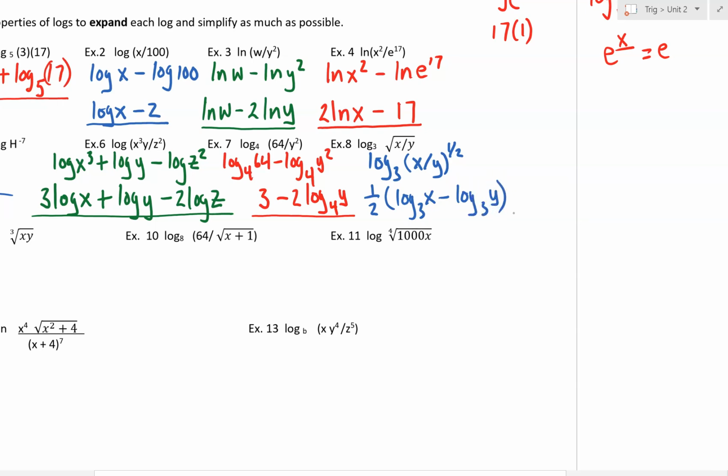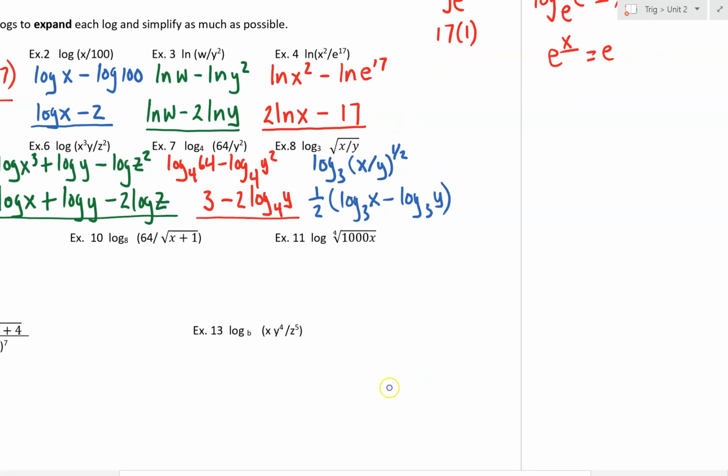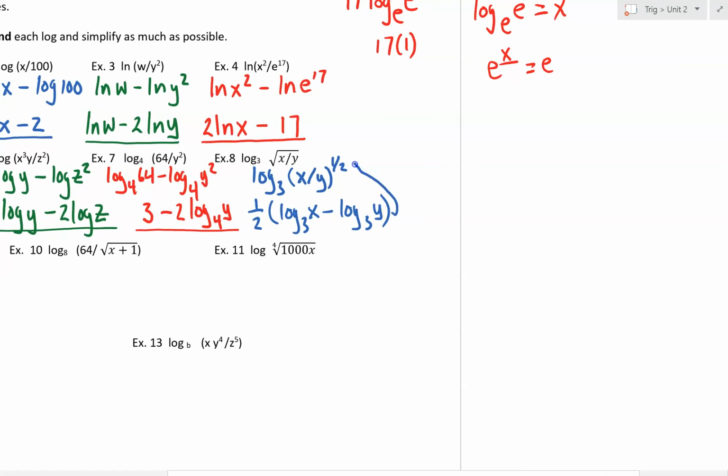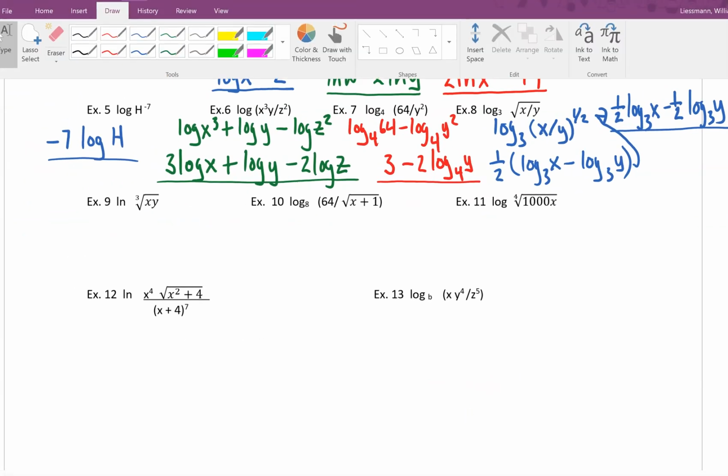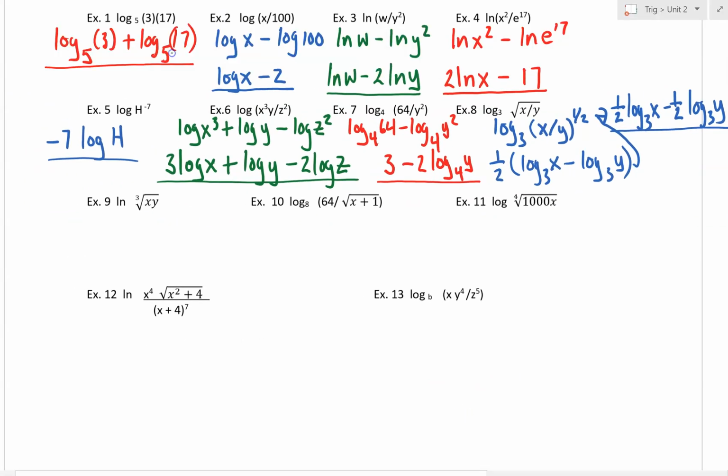Now, sometimes they say you can leave them like this. Other times, because it says simplify as much as possible, simplifying as much as possible really means you have to say 1/2 log base 3 of x minus 1/2 log base 3 of y. That would really be simplifying it to its end. Sometimes they just ask for this first one. But in this case, it says simplify as much as possible, so we are going to be doing that.